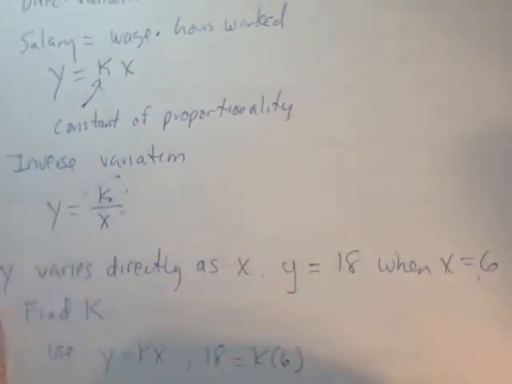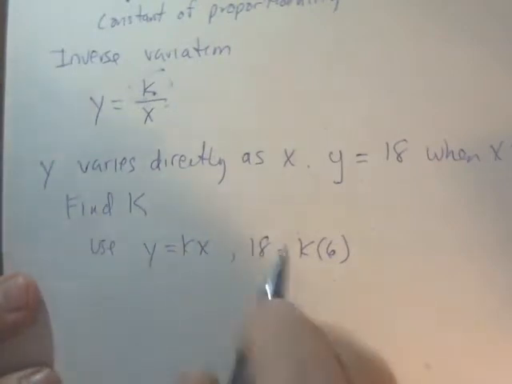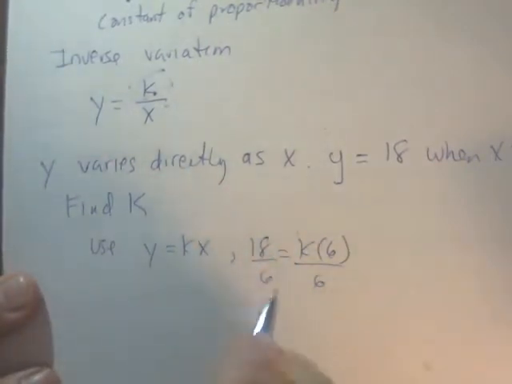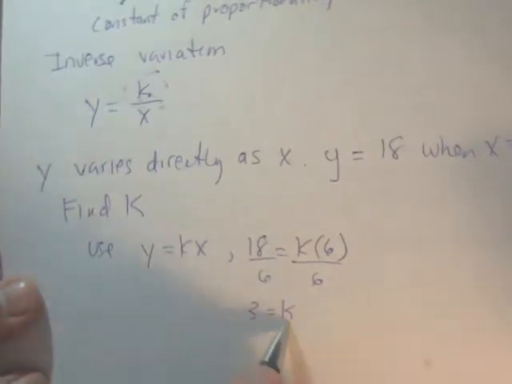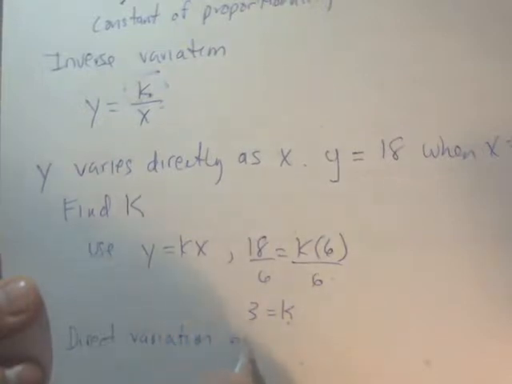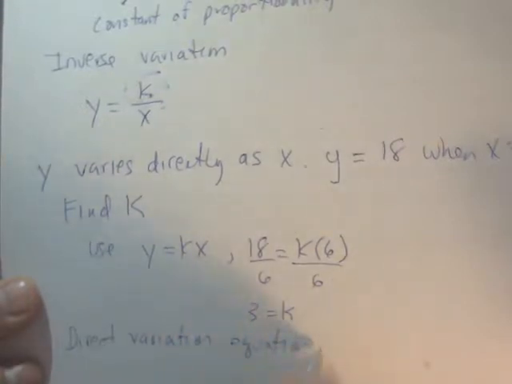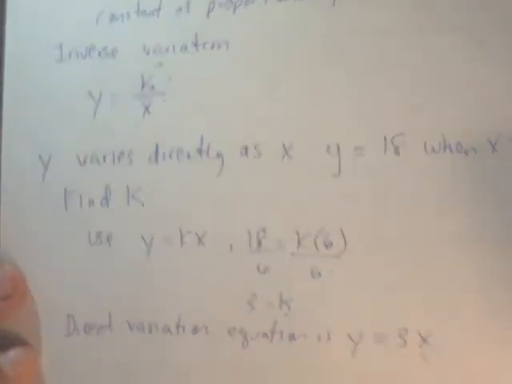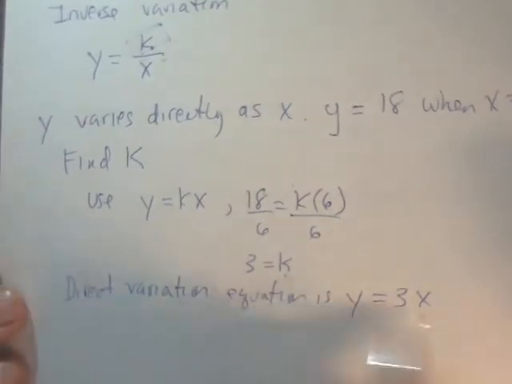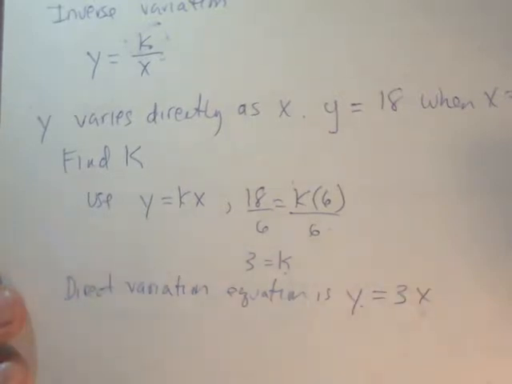So solving, it's just a basic one-step equation. 6k equals 18. I divide by 6. So k equals 3. So therefore, that is my k, and my direct variation equation is y equals 3x. And so if you are given another scenario and you're asked to find y given x, that's the equation you use.